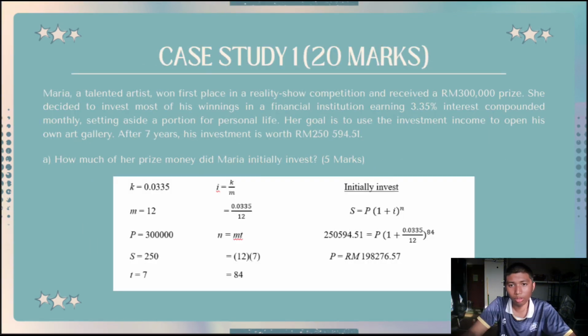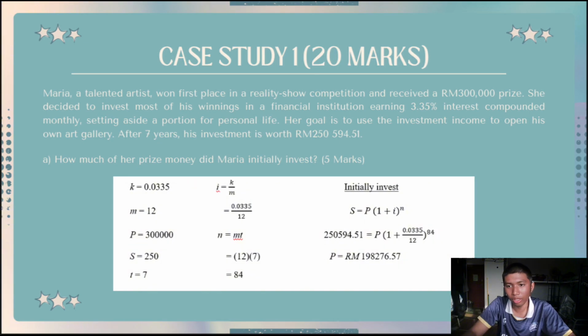So for case study 1, 20 marks. For bracket A, how much of her prize money did Maria initially invest? So how to solve this? First of all, we need to list down the information that's been given. First is K 0.0235, M 12, P 300,000, S 250, T 7. Secondly, to start with compound interest, we need to have our i and n. So i equals K over M, which is 0.0235 over 12, and n equals MT, 12 times 7. We got 84.